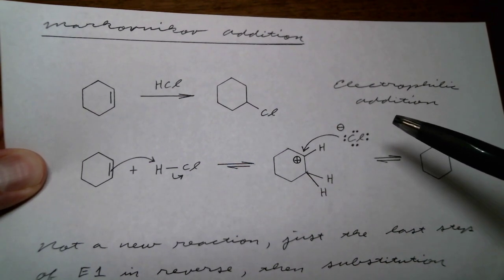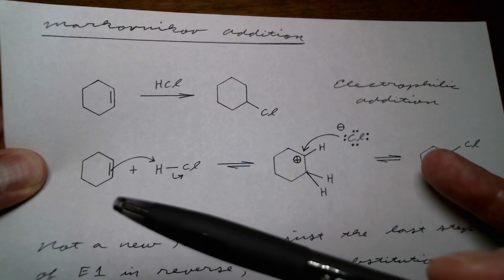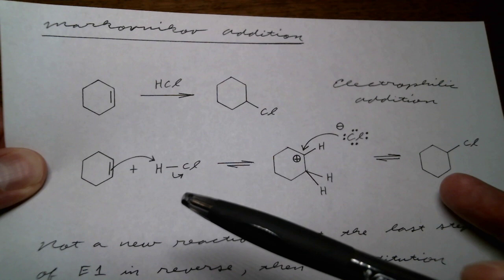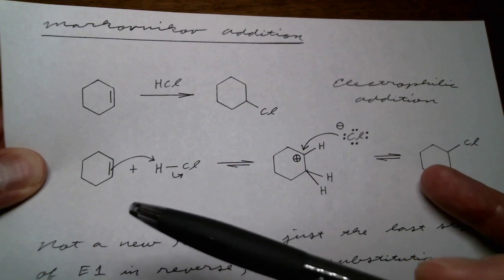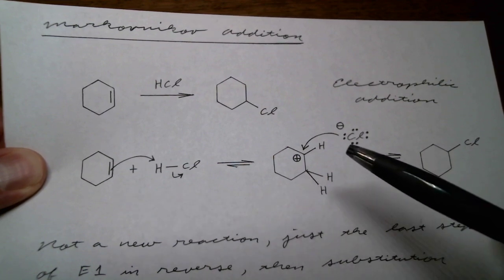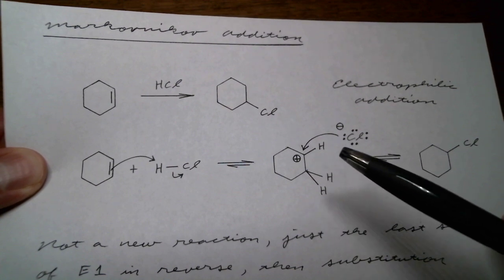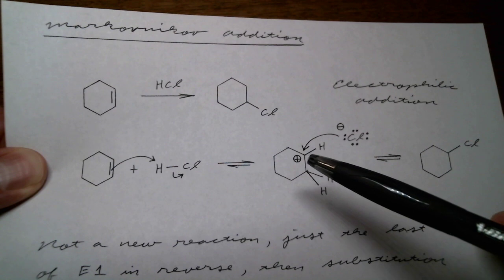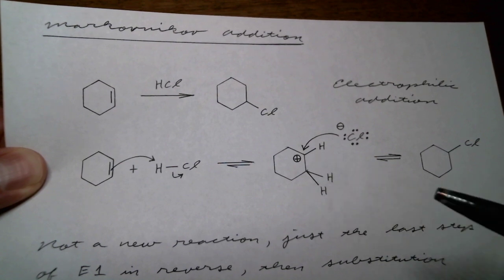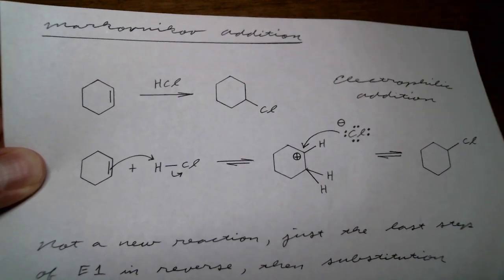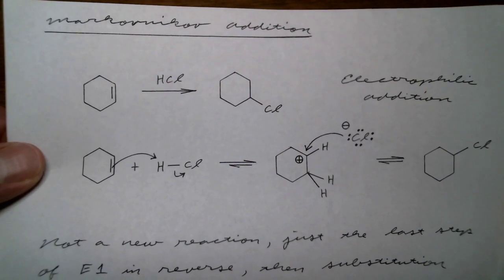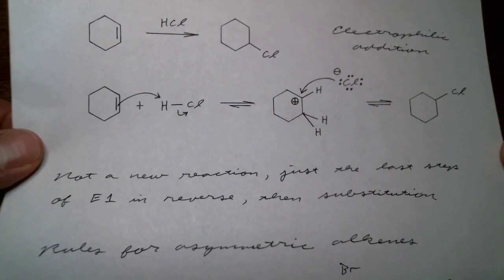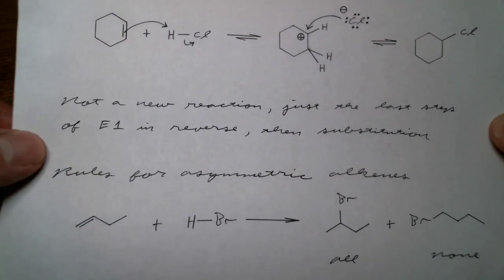So how did we accomplish this electrophilic addition? Well, it's the last step of E1 in reverse. So we protonate our alkene, form a carbocation, and then we do SN1, our good nucleophile, our chloride anion, substitutes in with a lone pair of electrons into that carbocation center to give us our chlorocyclohexane. It's not a new reaction, like I said, just the last step of E1 in reverse, then substitution.